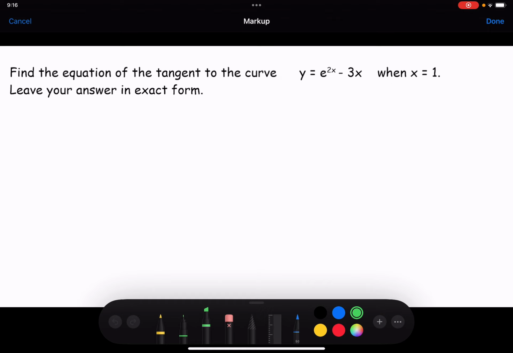exponentials. So here this question's asking me to find the equation of the tangent to the curve y equals e to the power 2x minus 3x when x is 1. And I need to give my answer in exact form. So tangent, I'm thinking y equals mx plus c because it's a straight line. And I'm going to need to differentiate my curve to get the gradient function.